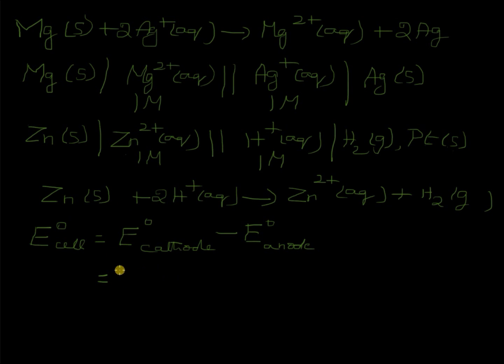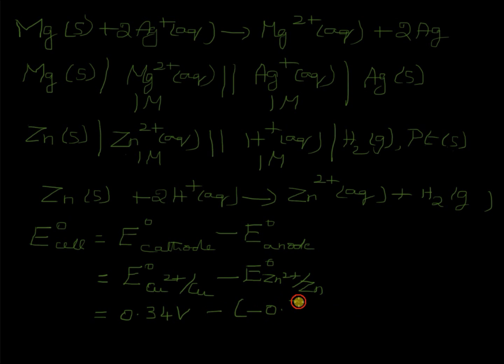For the voltaic cell involving the zinc copper electrodes, it will be E0 Cu2+|Cu minus E0 Zn2+|Zn. These values are 0.34 volt minus (minus 0.76 volt), and you get a value of 1.10 volt.